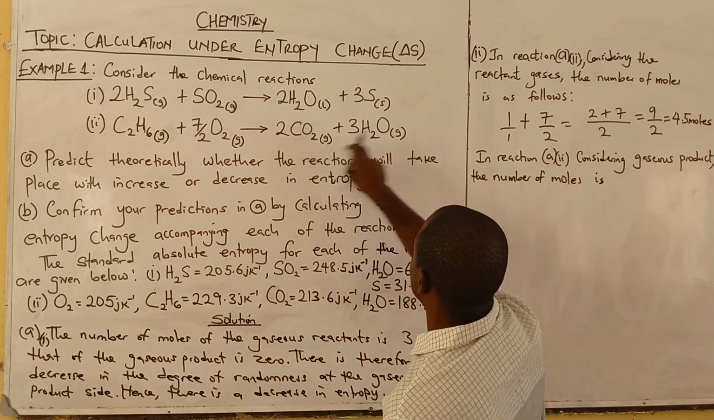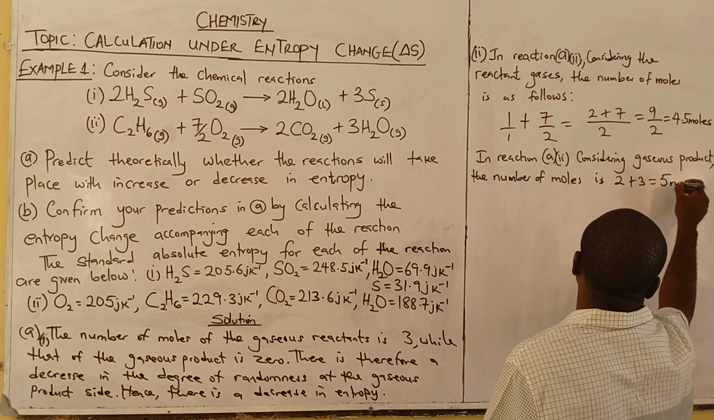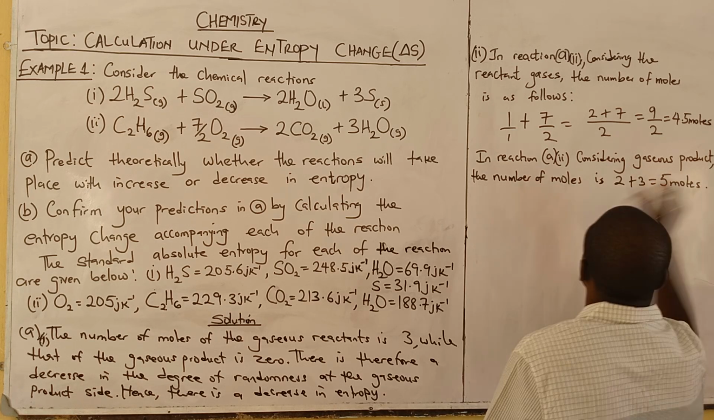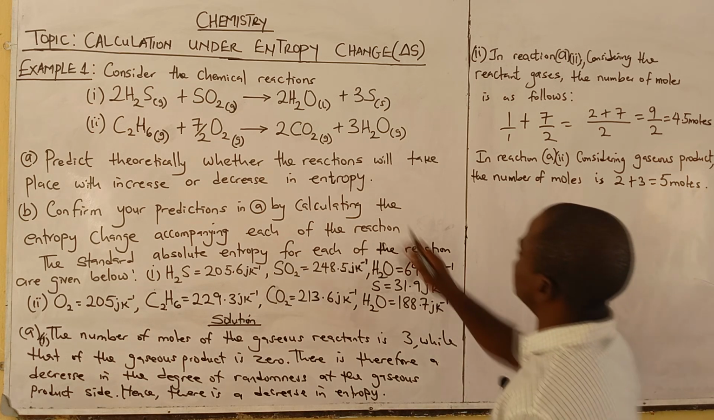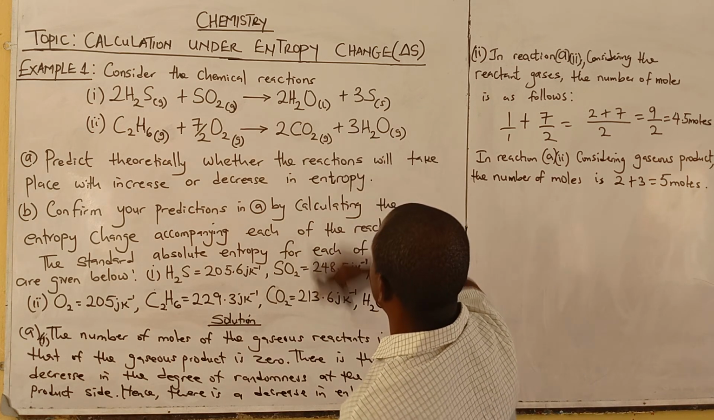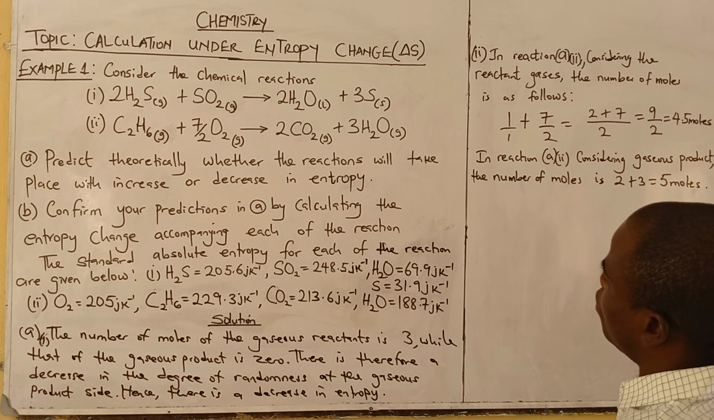2 plus 3. They are both gases. 2 plus 3 equals 5 moles. Consider there's an increase in the number of moles. That means that there will be an increase in the entropy at the product side.